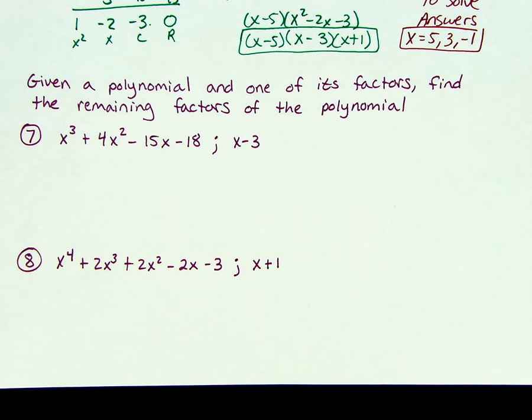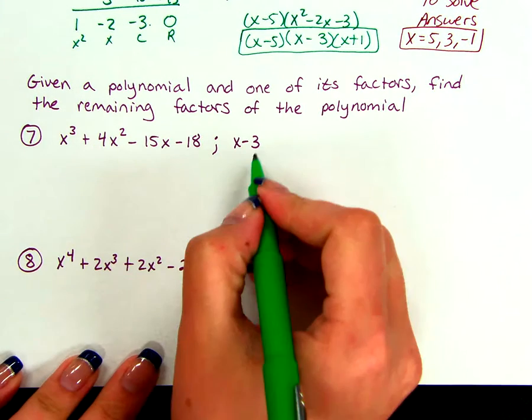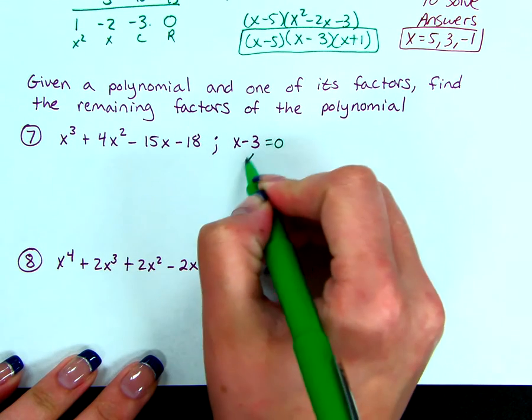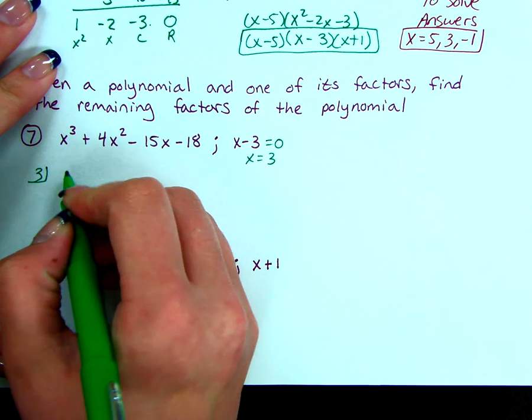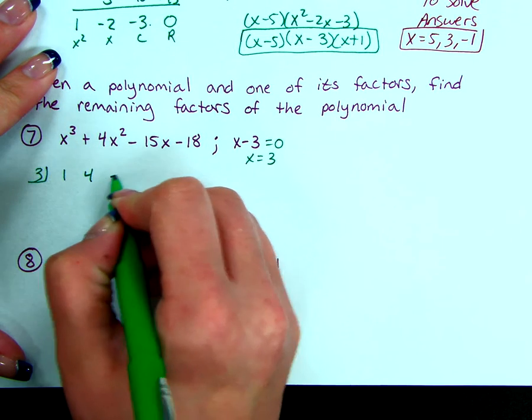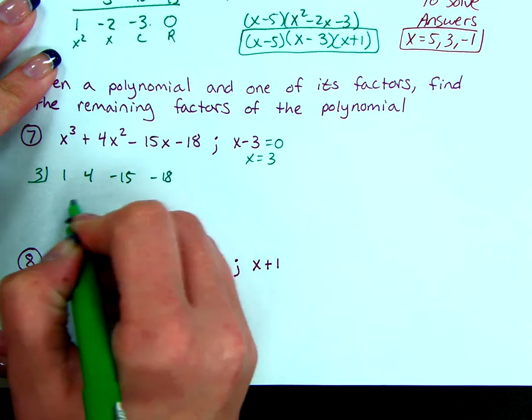All right, so the next set of problems is the same thing. So it's giving us a factor, and then we're finding the remaining factors. So we're just trying to write it in factored form. So again, we're going to start with synthetic division. So we're going to set this equal to 0. So we're going to divide by 3. So 1, 4, negative 15, negative 18.